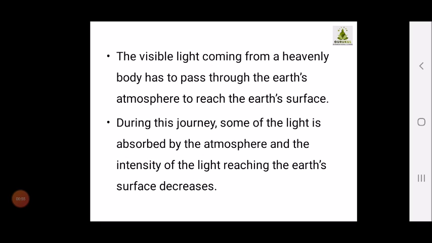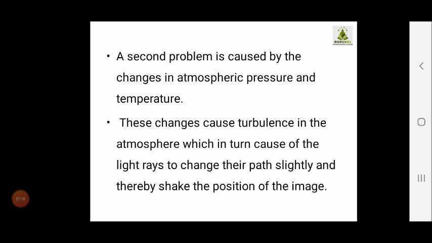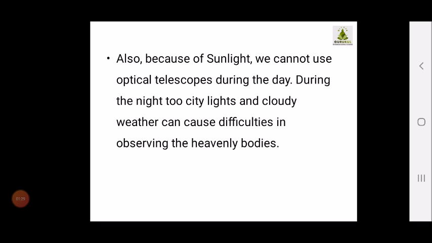The visible light coming from a heavenly body has to pass through the Earth's atmosphere to reach the Earth's surface. During this journey, some of the light is absorbed by the atmosphere and the intensity of the light reaching the Earth's surface decreases. A second problem is caused by the changes in atmospheric pressure and temperature. These changes can cause turbulence in the atmosphere, which in turn causes the light rays to change their path slightly and thereby shake the position of the image.